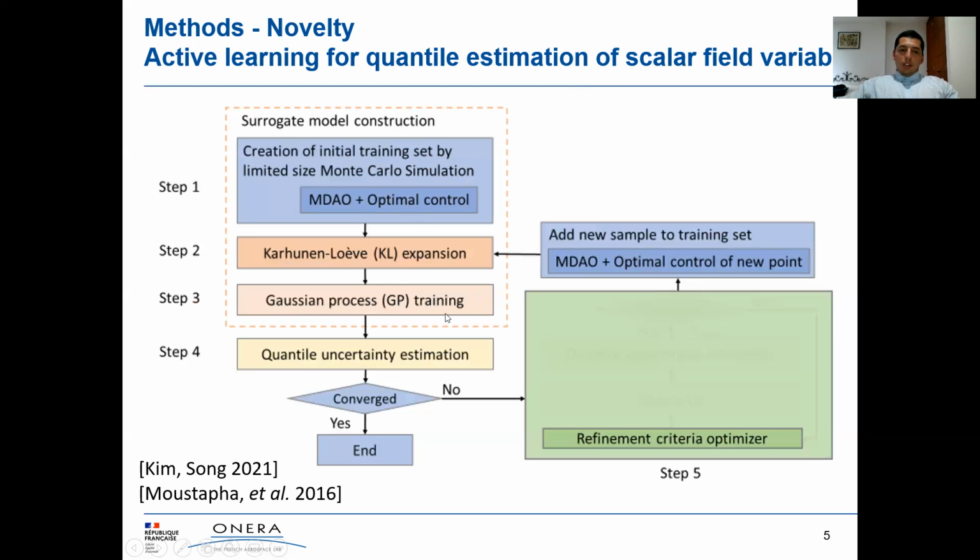Over these new outputs, a quantile is calculated and its uncertainty is assessed. If the uncertainty of the quantile is sufficient according to our criteria, then we can say that the algorithm converges. Otherwise, we have to go through a refinement criteria optimization loop, where we look for the new samples that, when added to the training set, minimize the uncertainty on the estimated quantile.